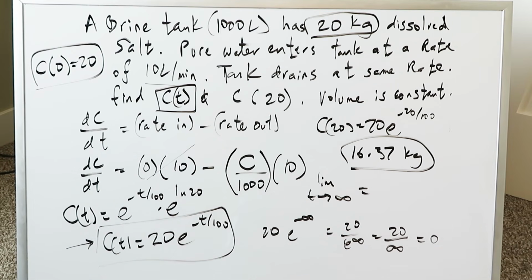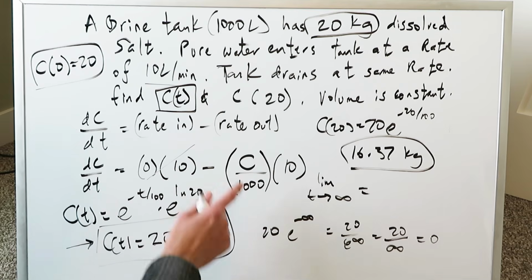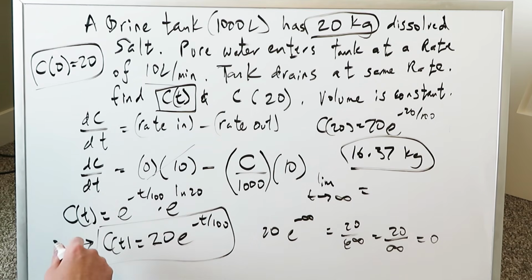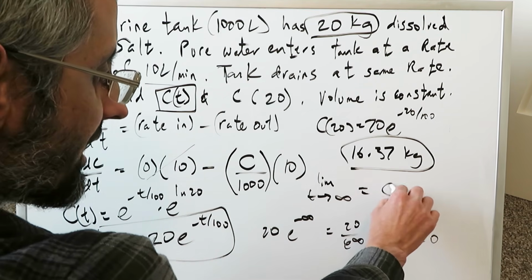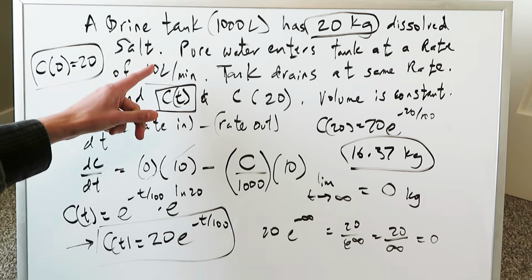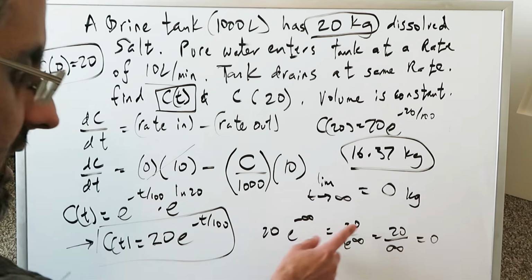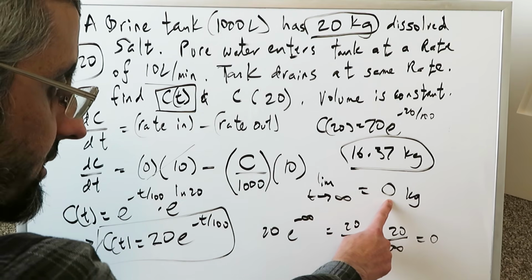What does this limit as t approaches infinity in terms of time mean? Meaning after an indefinite period of time, all of this dissolved salt will have zeroed out, and you'll have 0 kilograms of dissolved salt in your tank, because you're constantly pumping in pure water and you're constantly losing some of that solution. Eventually all that will remain will be just pure water, and the brine will have been lost. Your tank will approach in terms of dissolved salt 0.